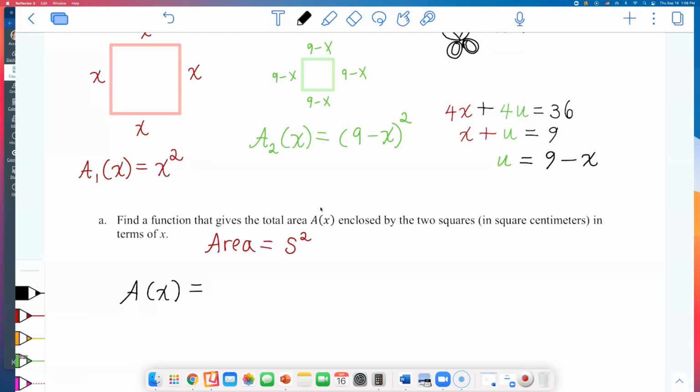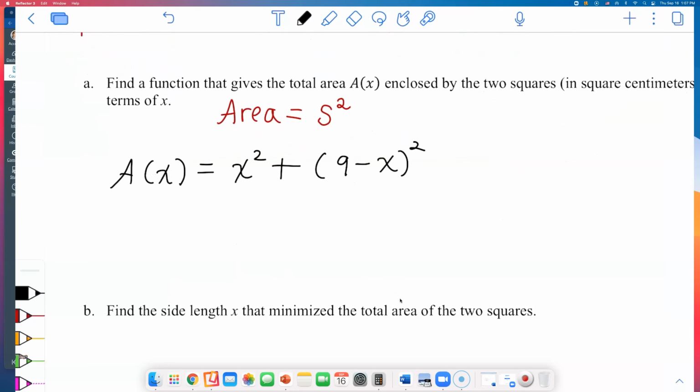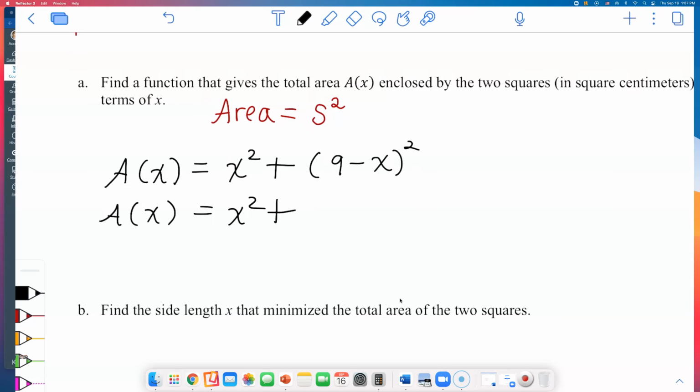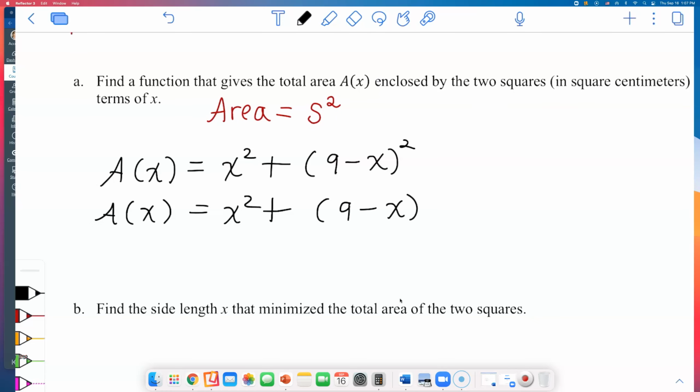Do x squared plus 9 minus x, squared. That's how you find the total area, right? Area of the first square, area of the second square, and this looks good. But if I want to use this function, I should probably simplify this. So I'm going to FOIL the second area. If I write it out, that is the same as 9 minus x times 9 minus x.